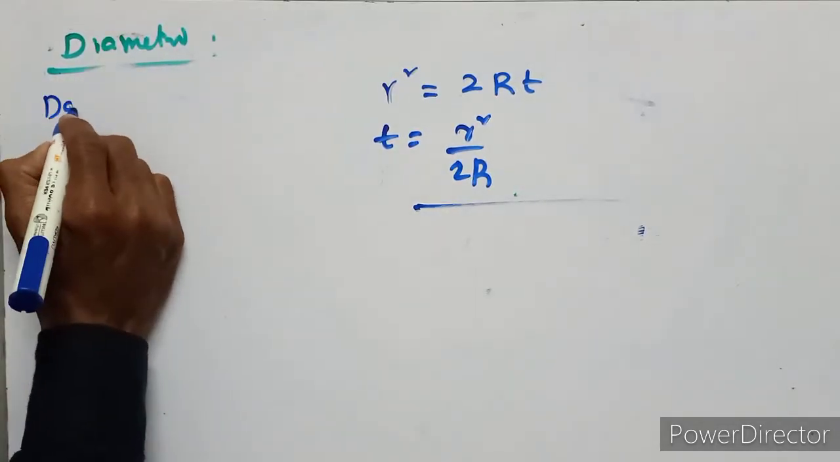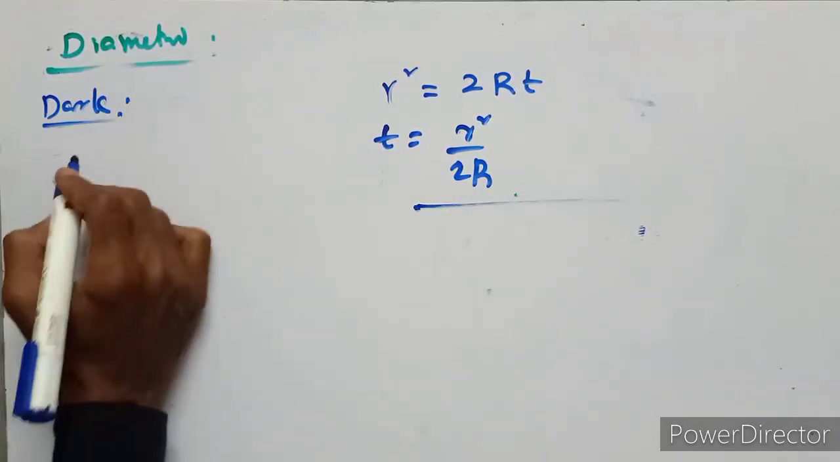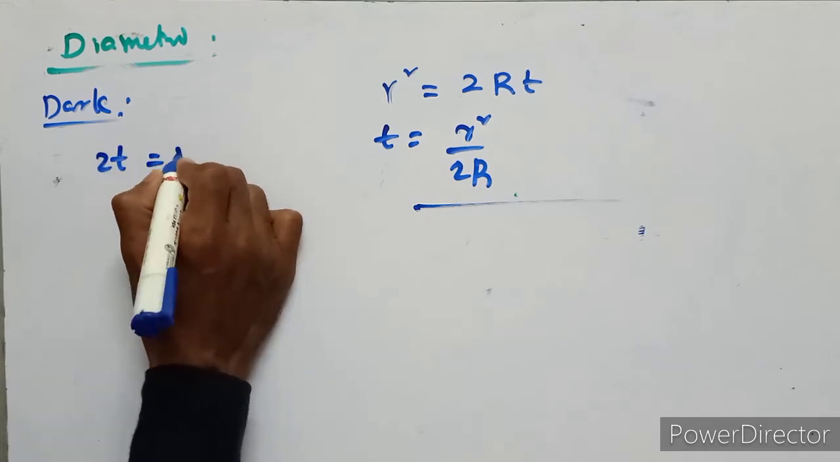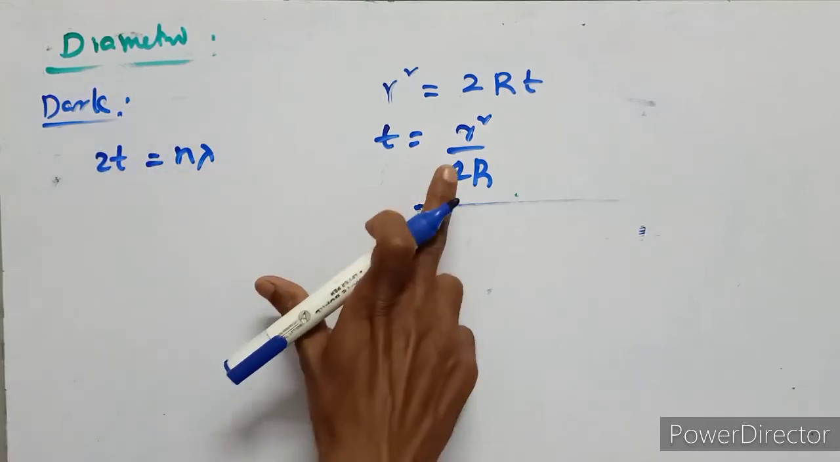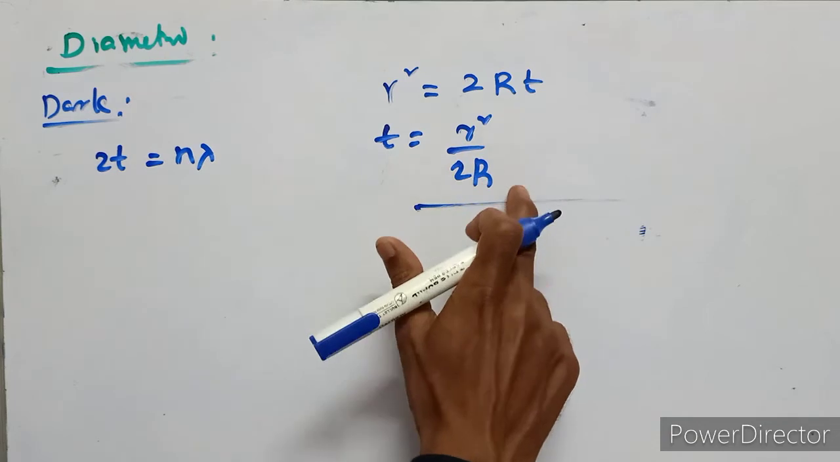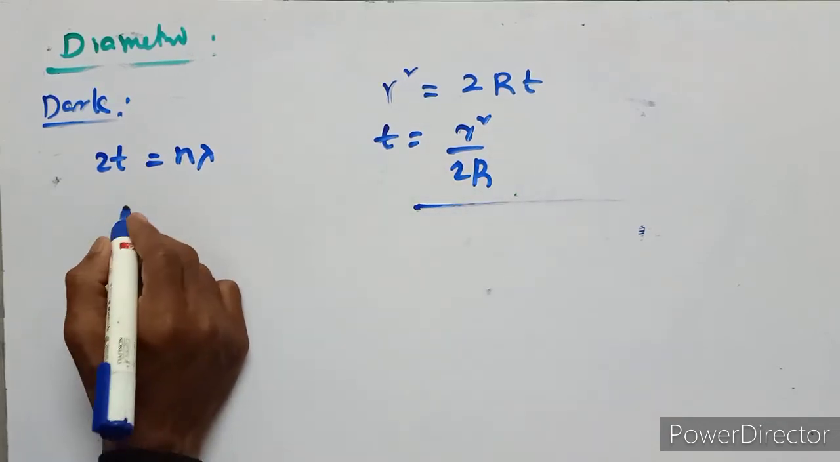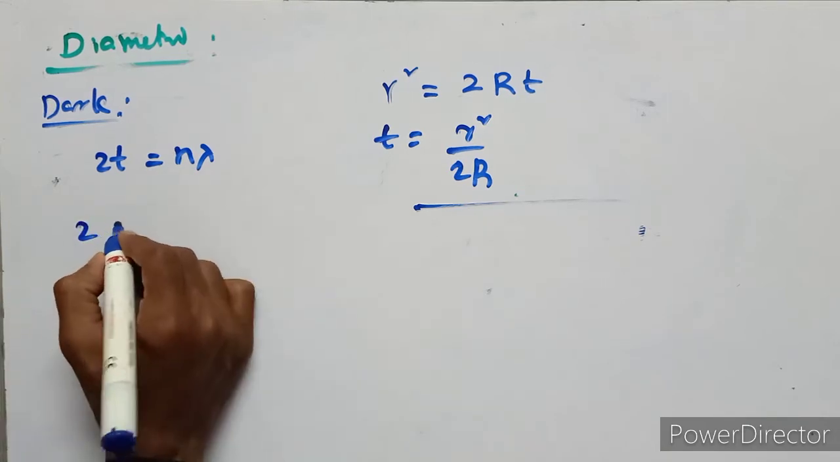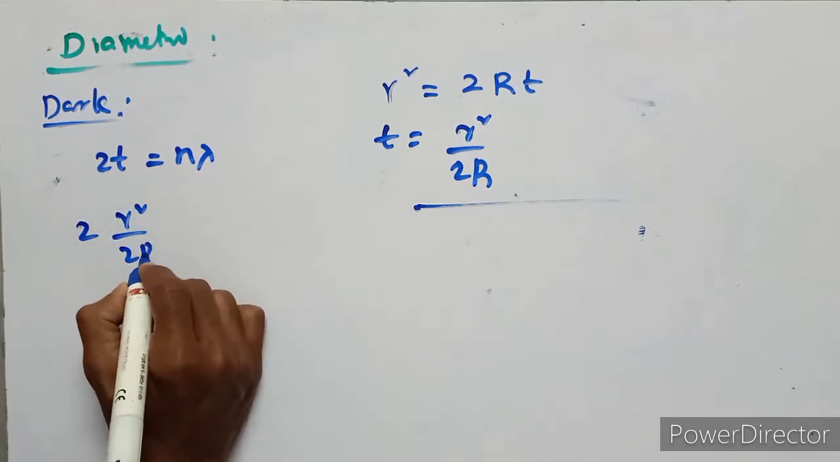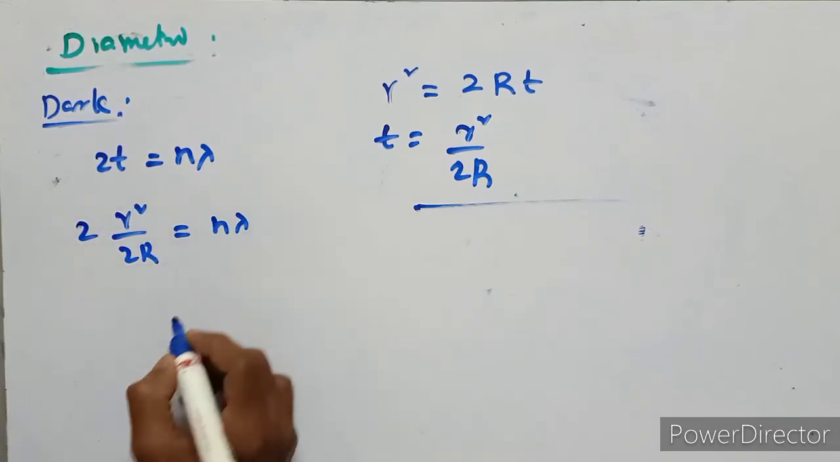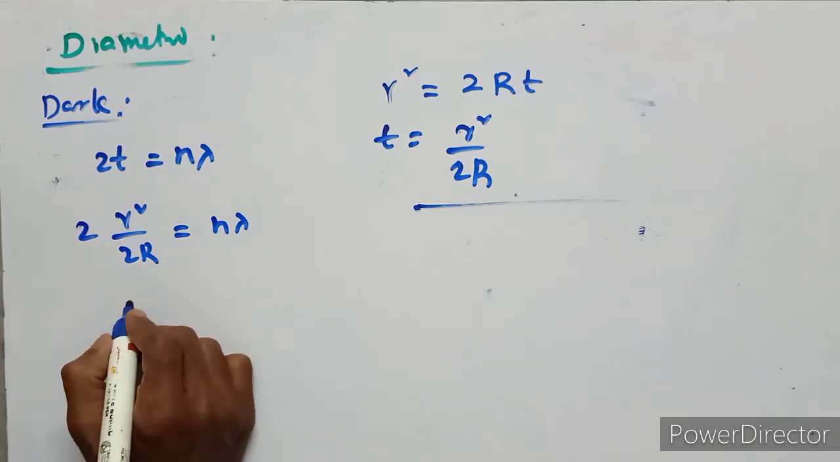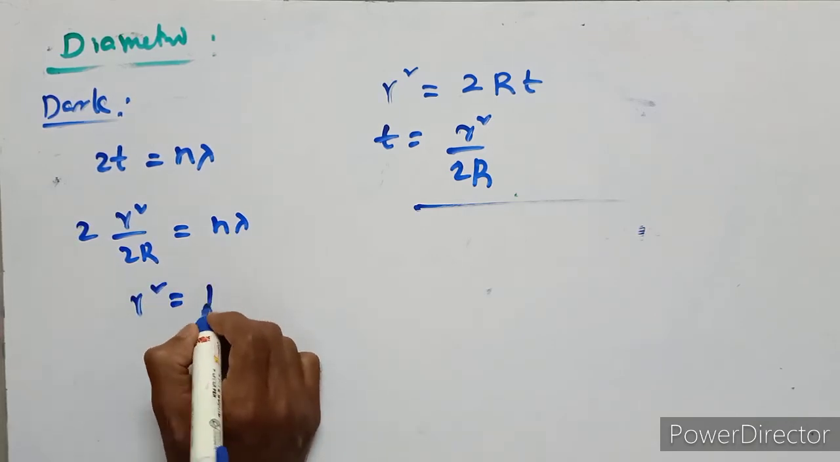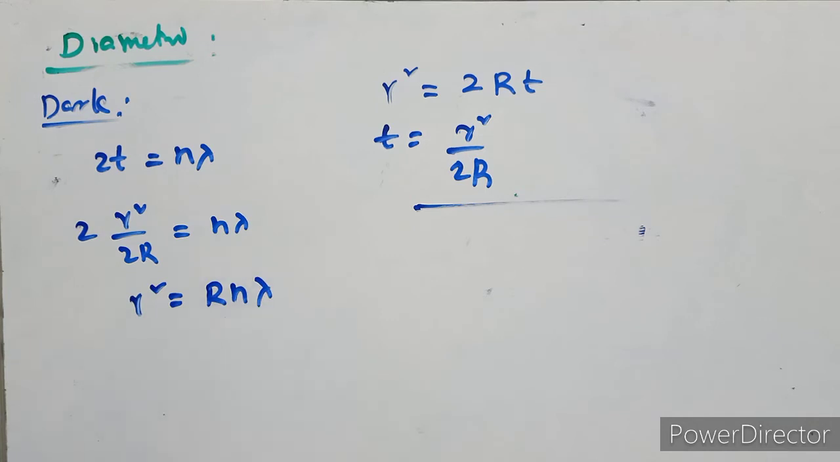What is the dark condition? Dark condition: 2t = nλ, but t = r²/2R. Then 2r²/2R = nλ. The 2 cancels, so r² = Rnλ.